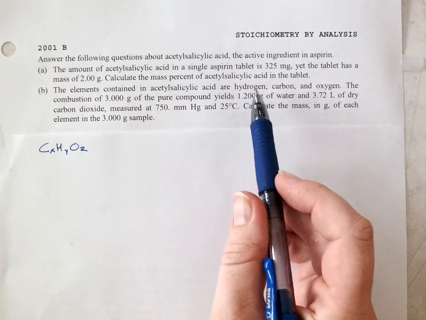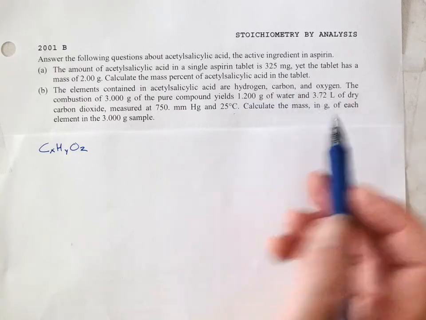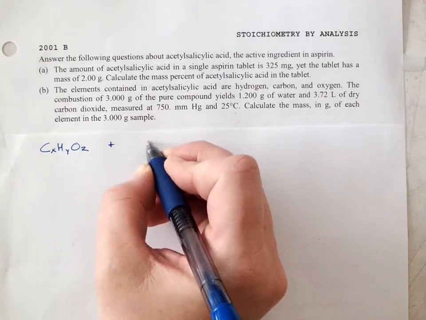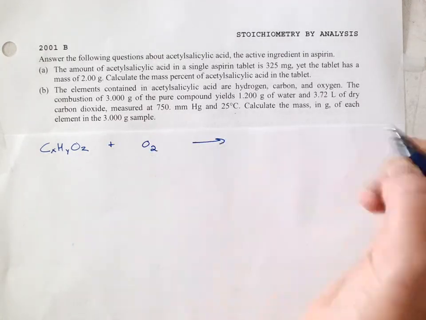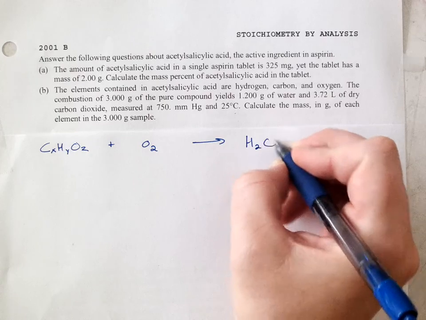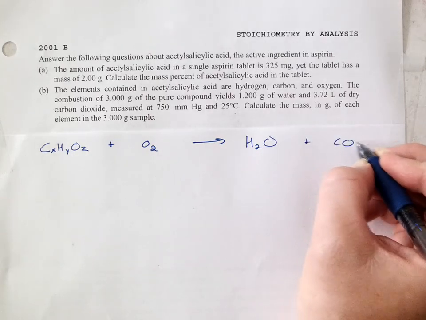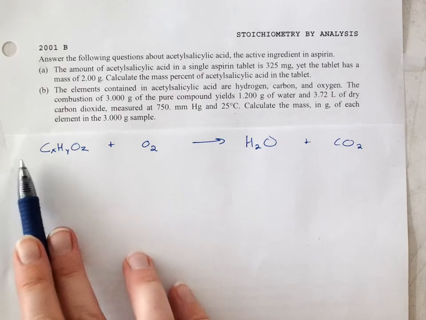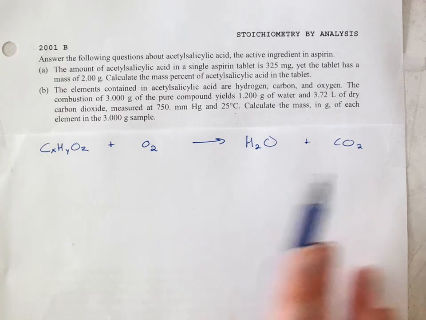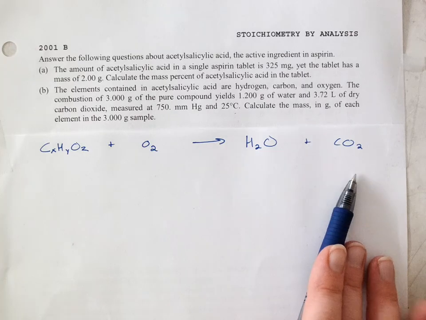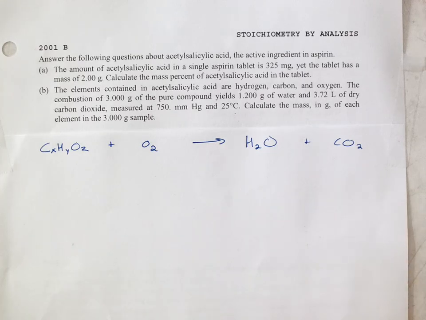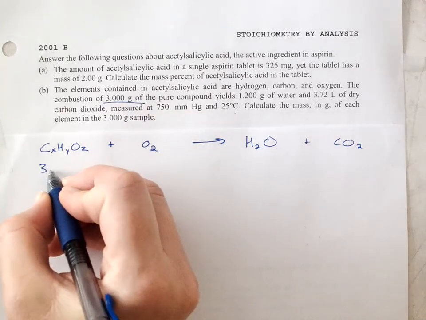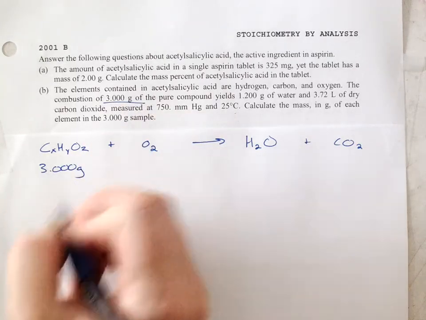They tell me it contains hydrogen, carbon, and oxygen. I do not know in what ratio. And we're going to burn it. I know what that reaction looks like. I know it produces H2O and CO2. Remember, this doesn't have a right formula, so we do not have correct coefficients. I'm really just sketching this out to see where my elements end up. Specifically, they tell me I'm going to start with 3.000 grams of this whole compound.